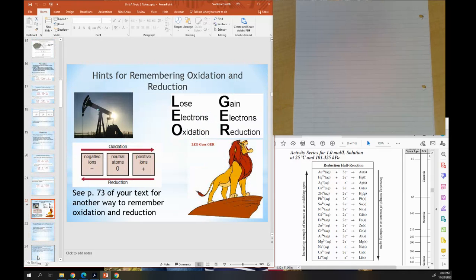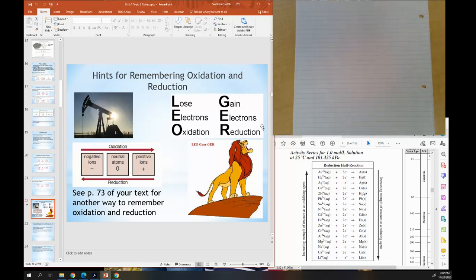So there's a number of ways that you can use to remember oxidation and reduction. My favorite one is LEO goes GER. So what that stands for: LEO stands for lose electrons, oxidation, and then the GER is gain electrons, reduction.